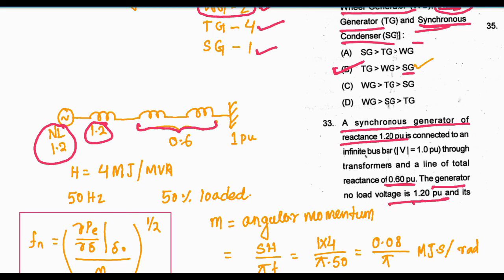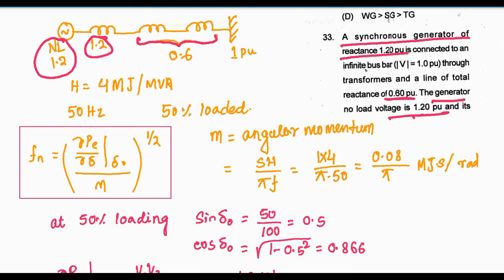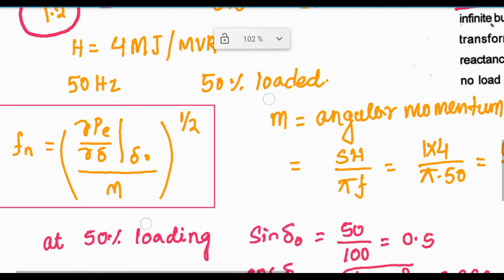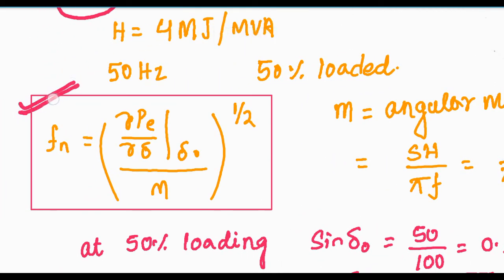So here we have to find out the natural oscillation frequency. So what is natural oscillation frequency? Fn is given by (del Pe by del delta at delta 0 by M) to the power half. This is the formula, and please refer to any book of power system stability for this formula. It can be derived from the swing equation itself, by taking the differentials to be a variable, not constant.